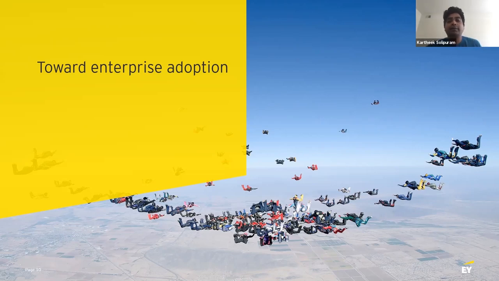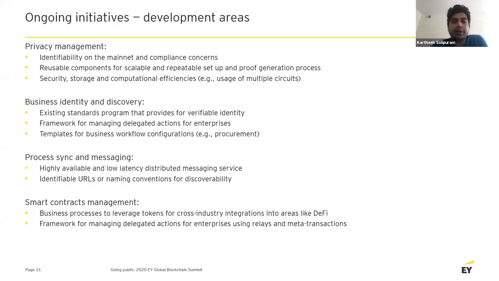So I'll cover two areas of interest. One, the ongoing initiatives in terms of development areas and community efforts. I'll start with development areas. So there have been quite a few concerns, issues, and also improvements proposed as a part of the work ever since the project went into the public domain. So I try to broadly classify these across three or four areas, and I'll go into each of these areas and talk about some of the ongoing efforts.